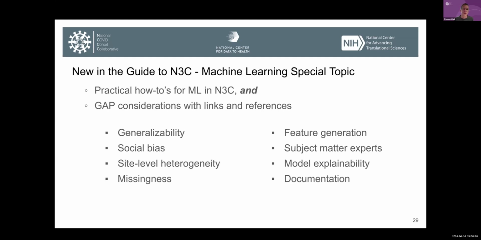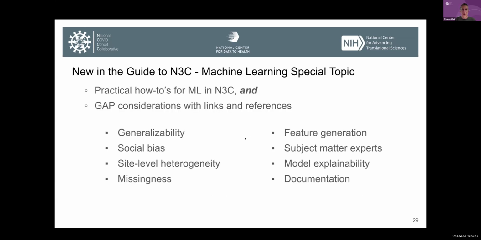And that includes topics on generalizability, issues around social bias. In N3C or similar programs, we have pretty extensive site level heterogeneity that one should consider. Techniques for data missingness, feature engineering, as well as something that's very important, the importance of including subject matter experts in your research, as well as model explainability and topics related to that, and of course, documentation, which is always very important when you're doing any kind of algorithmic work. So definitely check out this relatively new chapter and the sections that talk about these bits and pieces, as well as the references and links that are provided there.